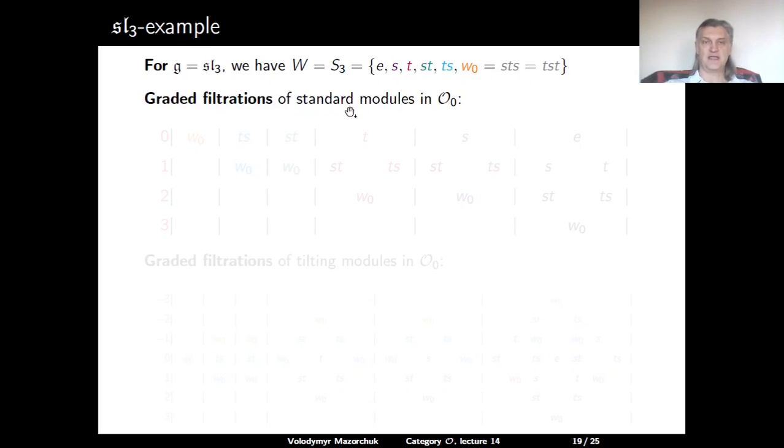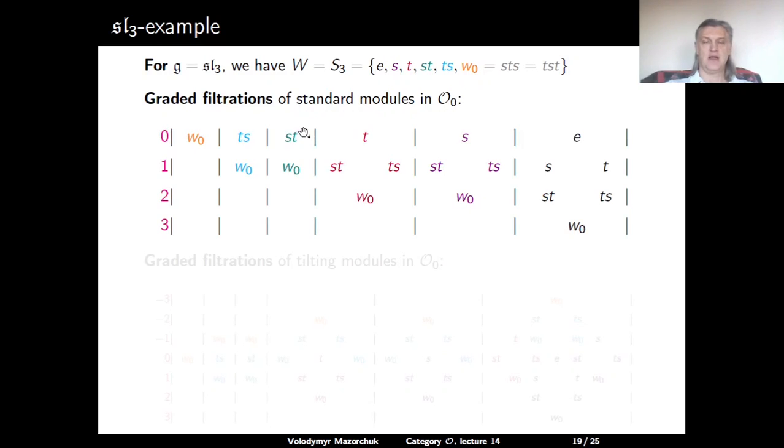And the graded filtrations of standard modules in O0 look as follows. So we know that this is a multiplicity 1 case, so the graded filtrations are given by the Bruhat order on the Weyl group. So the antidominant Verma is simple. Then the Vermas for TS and ST have their simples on top and the antidominant guy in the socle.